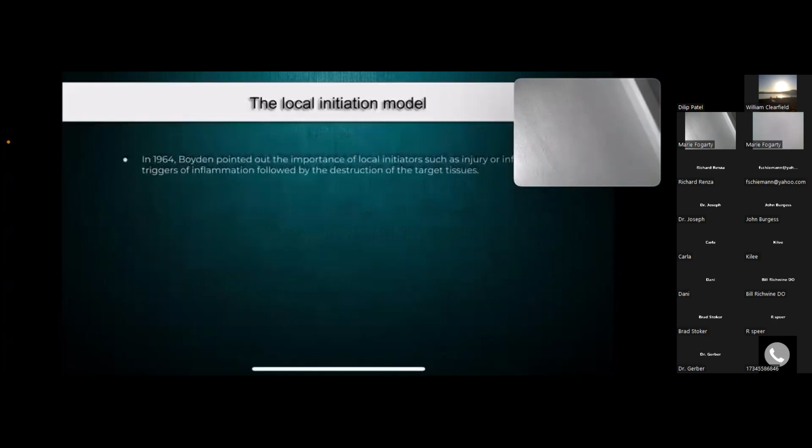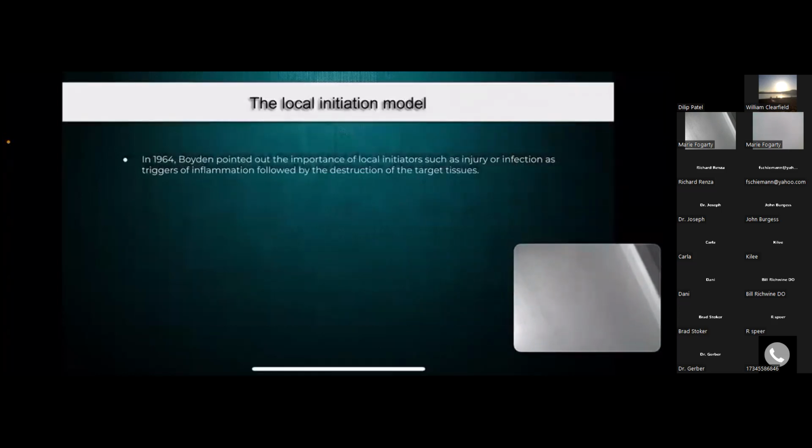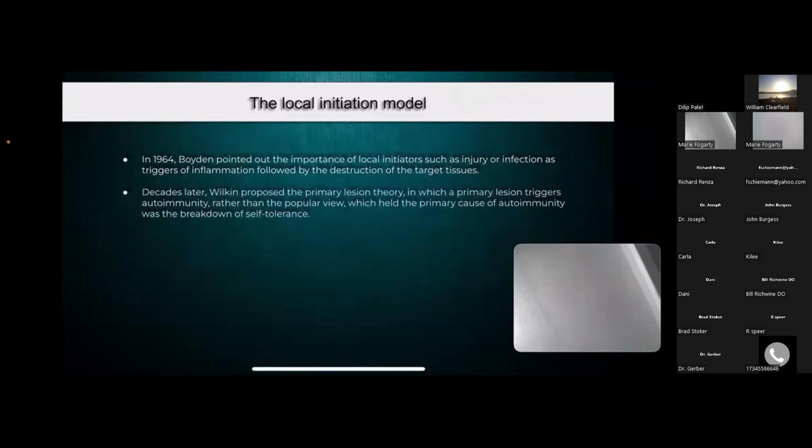Local initiation model. In 1964, Boyden pointed out the importance of local initiators such as injury or infections as triggers of inflammation, followed by the destruction of target tissue. So even he says in 1964, it's these local initiators. Decades later, Wilkin proposed the primary lesion theory, in which the primary lesion triggers autoimmunity rather than the popular view, which held the primary cause of autoimmunity was the breakdown of self-tolerance.